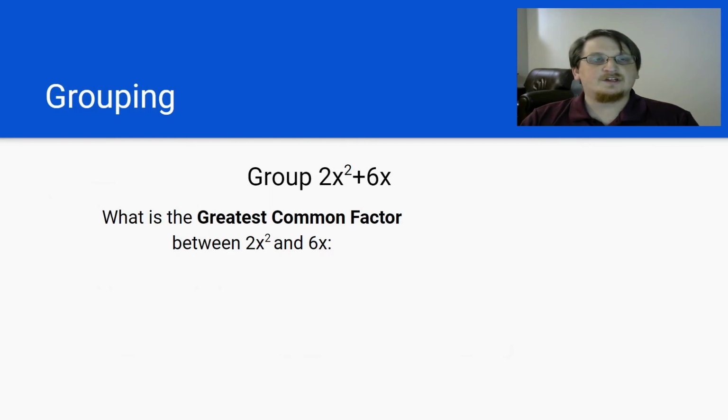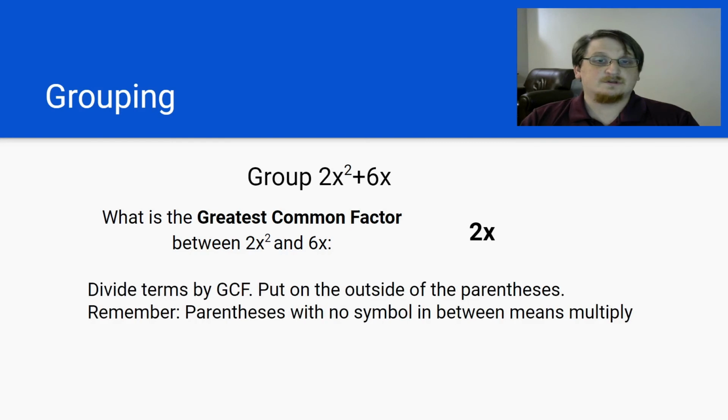We have 2x squared plus 6x. First, we need to figure out the greatest common factor between 2x squared and 6x. Well, the greatest common factor would be 2x. So then we need to pull out 2x from both. 2x squared divided by 2x: 2 divided by 2 is 1, and x squared divided by x gives us x itself, since x squared is x multiplied by x.